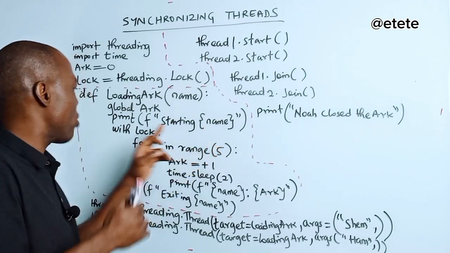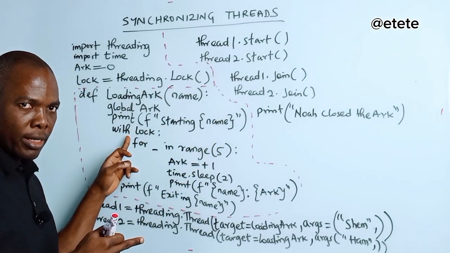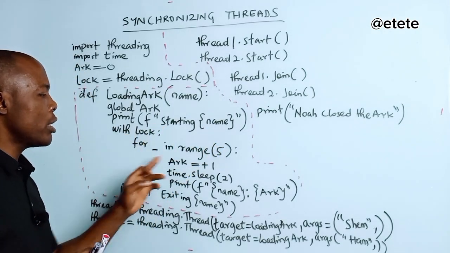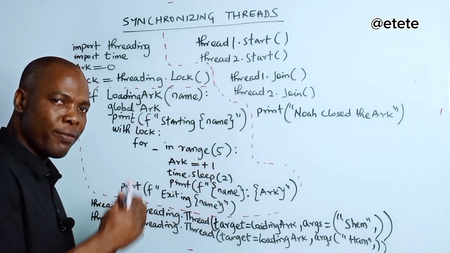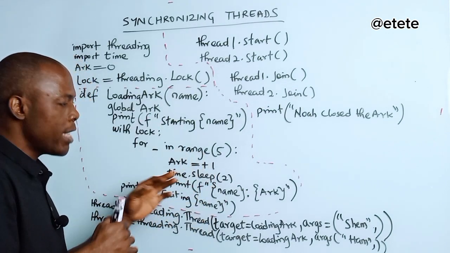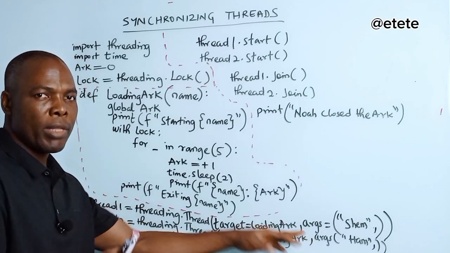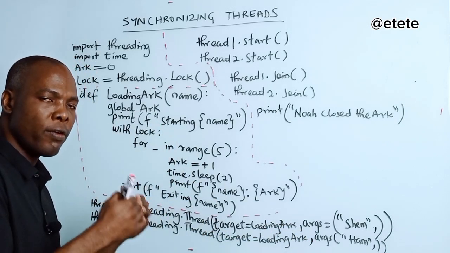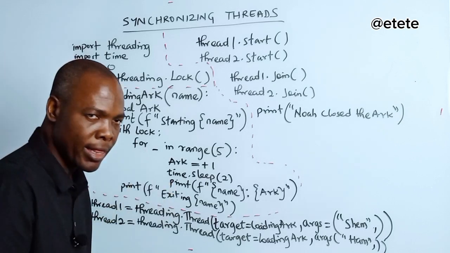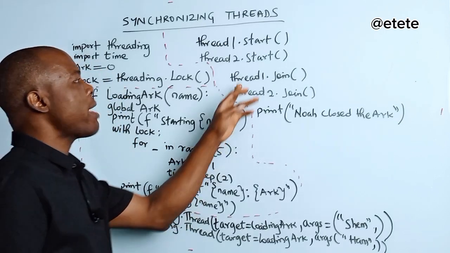Now, Shem will now obtain the lock first. Having obtained the lock, Shem will now go in and start loading the animals. Shem will load 5 pair of animals. Then it will hand over the lock to Ham. Ham will now load the second 5. So it will be 1, 2, 3, 4, 5, 6, 7, 8, 9, 10. Then they will come out.